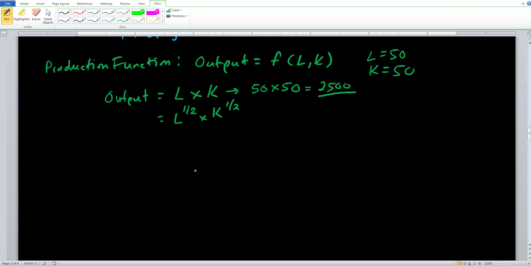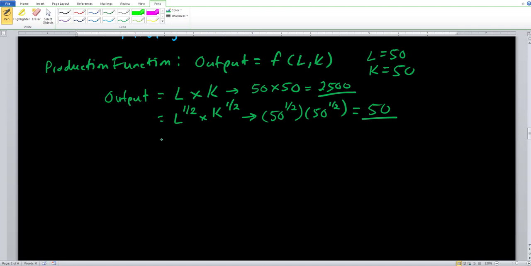This is something known as a Cobb-Douglas production function. It's very, very typical in economics and mathematics. But the methodology is still the same. You insert labor, you insert capital into the equation. So 50 raised to the 1/2 times 50 raised to the 1/2 times 50 raised to the 1/2. And when you put this into your calculator, it's basically going to be the same exact value, 50 here. So 50 units of output based on this production function.